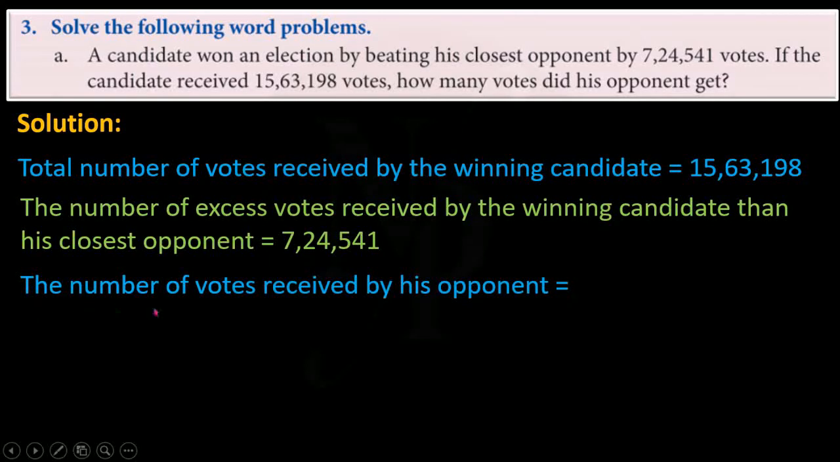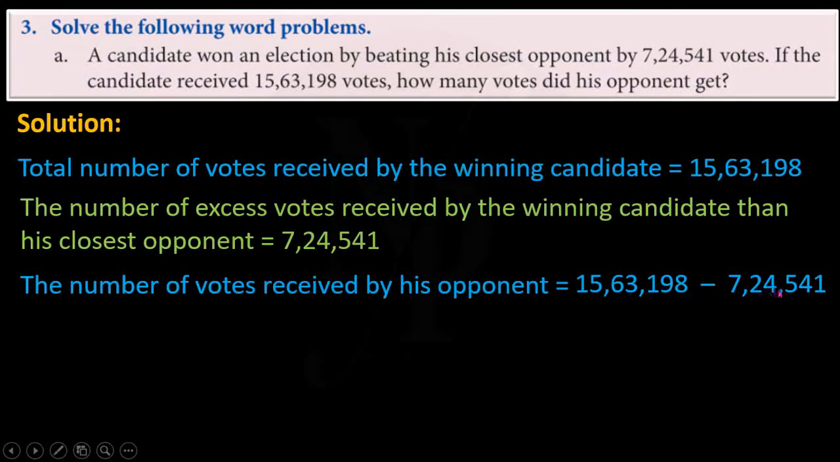the number of votes received by his opponent. His means here the winning candidate. So the number of votes received by his opponent is equal to 15,63,198 minus 7,24,541.